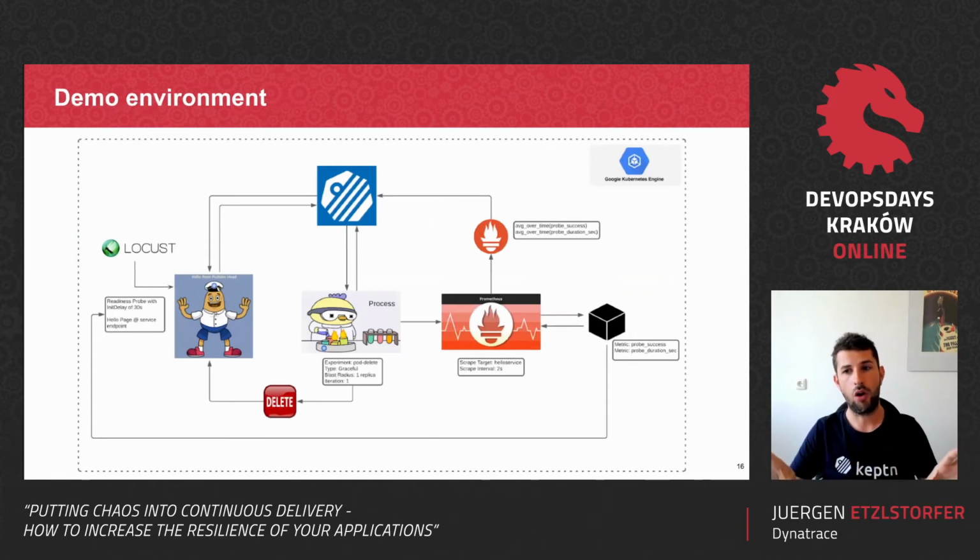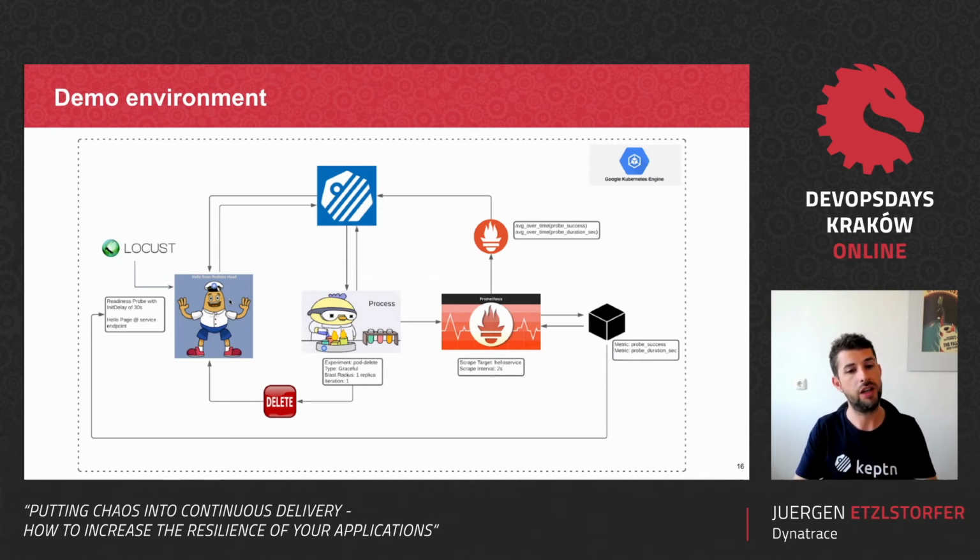So we have a couple of, let's say, moving parts in this application. I've deployed this into the Google Kubernetes Engine. I have Keptn running there. I have LitmusChaos running. There is also Prometheus running and configured to check the availability of the potato application.